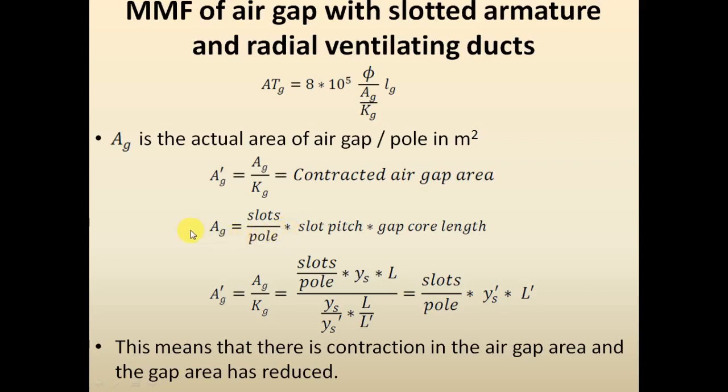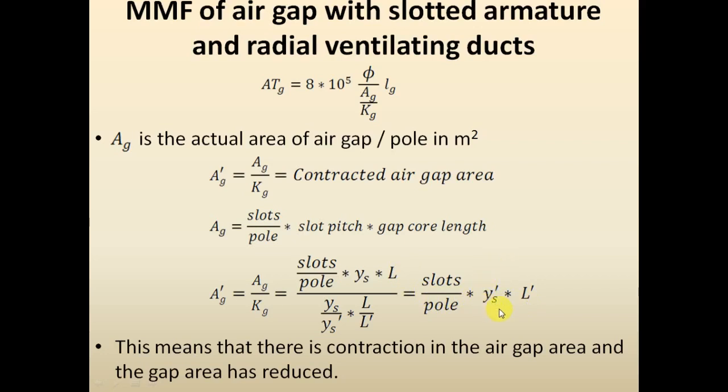Then you will be getting the term AG, that is the actual area of air gap per pole. In order to find the relation for AG dash, you have to divide it by kg, and the standard term for kg you have studied in the previous video session, that is OS by OS dash into L by L dash. Instead of slot pitch you can write it as OS, and instead of gap core length you can write it as capital L. You will be able to cancel this OS and this OS and this L and this L, and finally you will be getting the relation as slots per pole into OS dash into L dash.